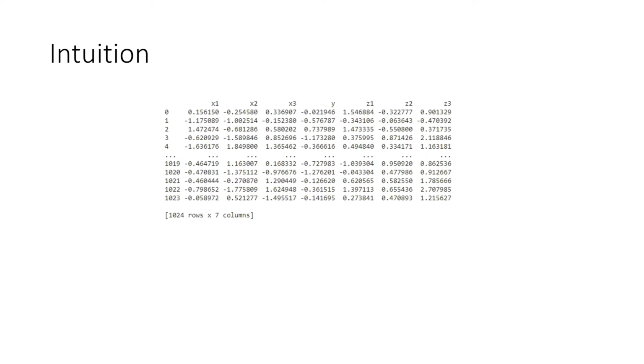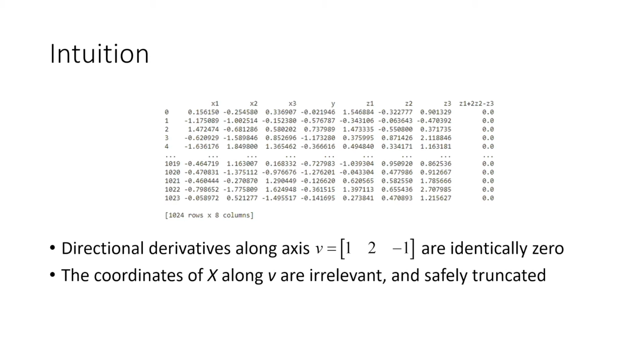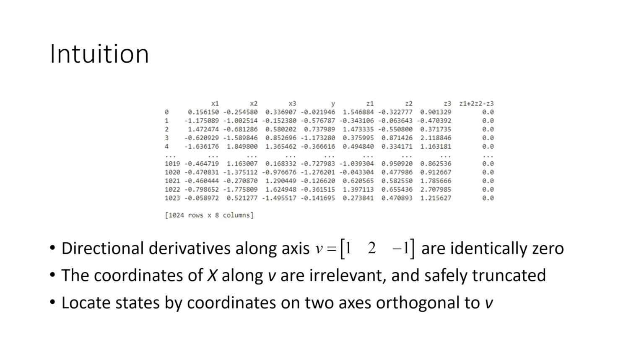Of course, it's rarely that obvious. Consider now a different dataset without any obvious truncation opportunity. A closer inspection, however, reveals that a fixed combination of the derivatives z1 plus 2z2 minus z3 evaluates to 0 in all examples. This means that the directional derivatives along the axis of direction 1, 2 and minus 1 are identically 0. In a rotated coordinate system aligned with v, the coordinates of x along v are therefore irrelevant. I can safely truncate it and locate states by coordinates along two axes orthogonal to v, and again safely reduce dimension from 3 to 2.